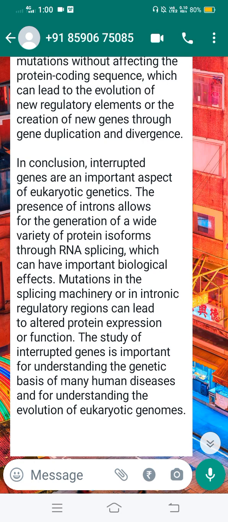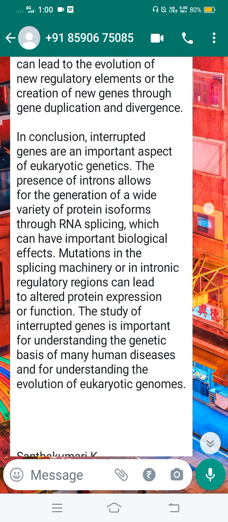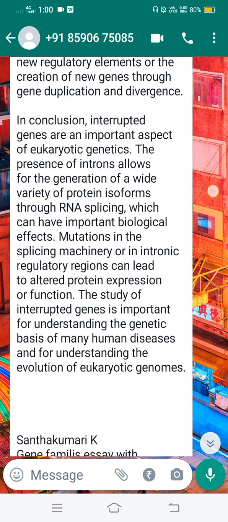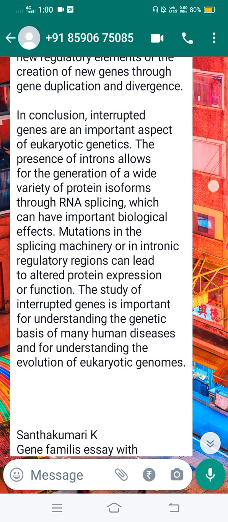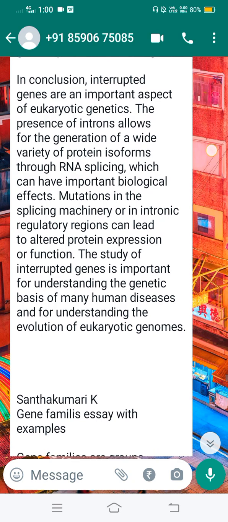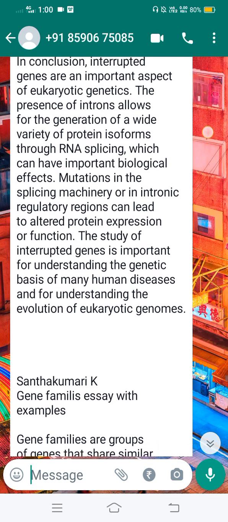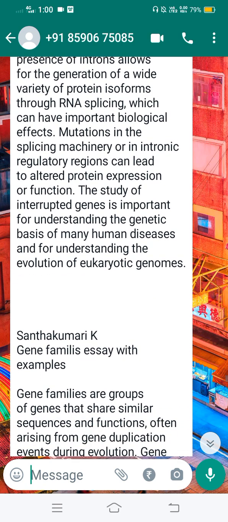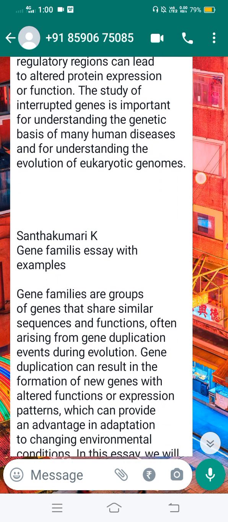The presence of introns allows for the generation of a wide variety of protein isoforms through RNA splicing, which can have important biological effects. Mutations in the splicing machinery or in intronic regulatory regions can lead to altered protein expression or function. The study of interrupted genes is important for understanding the genetic basis of many human diseases and for understanding the evolution of eukaryotic genomes.